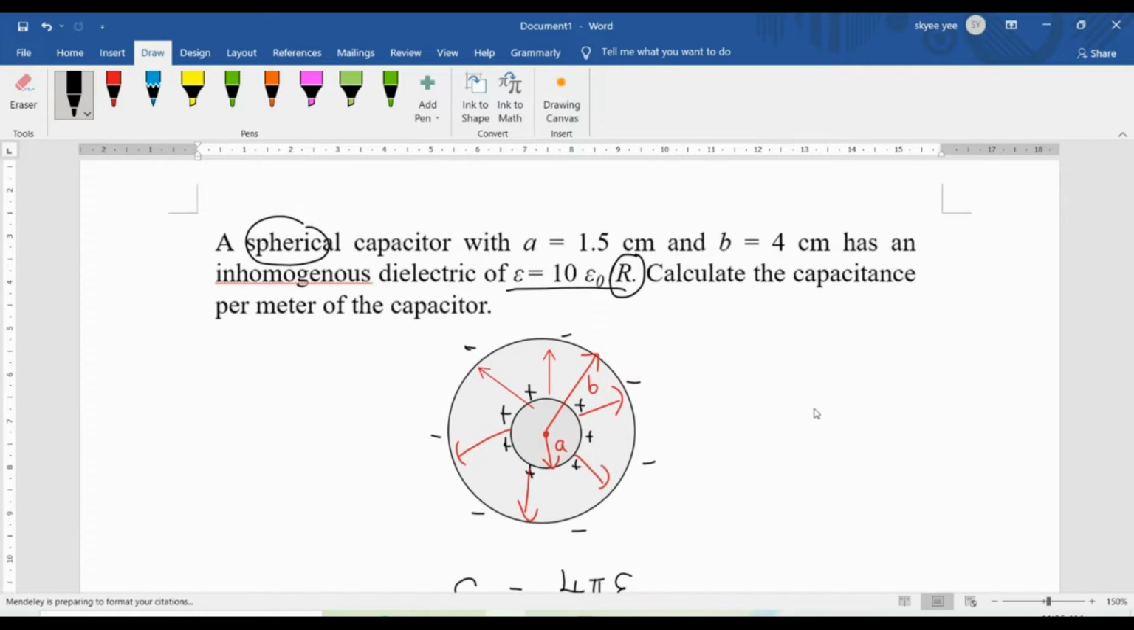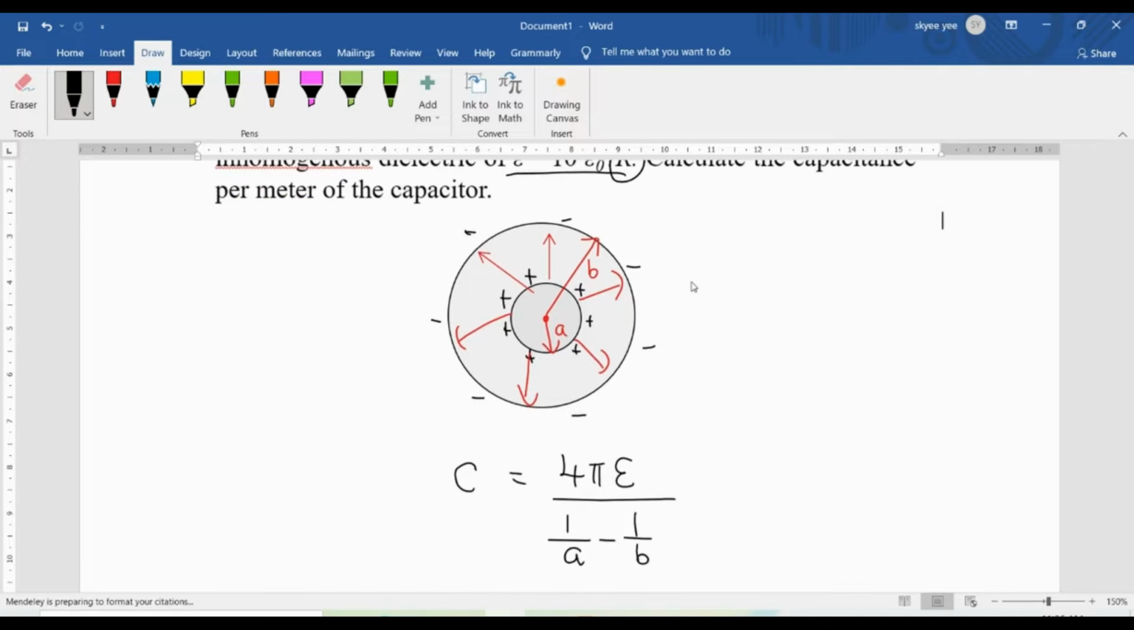If you take this and replace the values of a and b into the equation, the capacitance of this spherical capacitor still cannot be calculated because there will be a variable r. It becomes 4 pi 10 epsilon naught divided by r, times 1 over a minus 1 over b. You can replace the values and use the calculator, but you still have this unknown value, meaning that you cannot calculate the capacitance per meter of this capacitor.